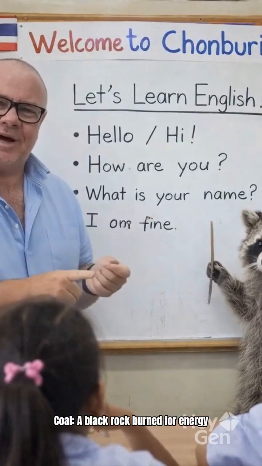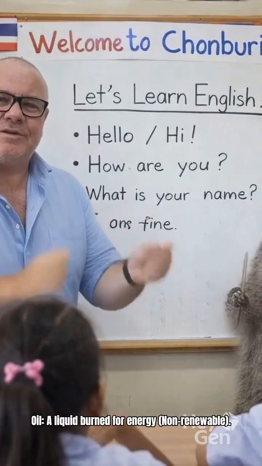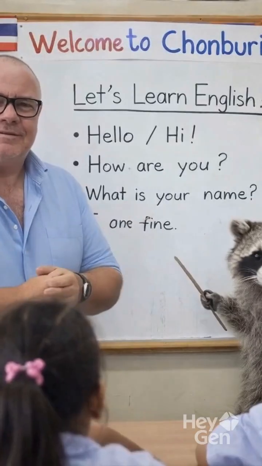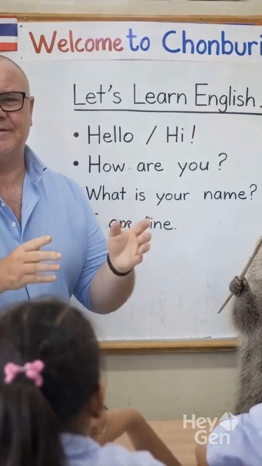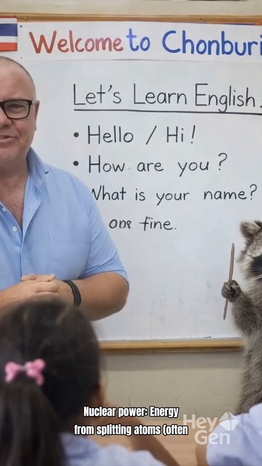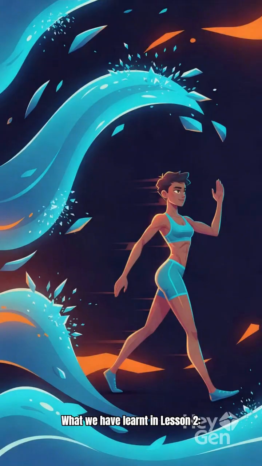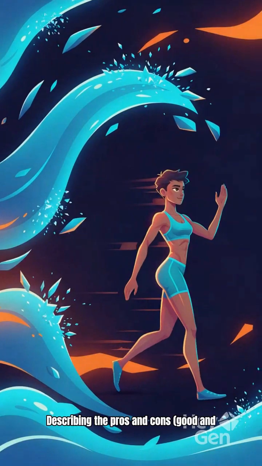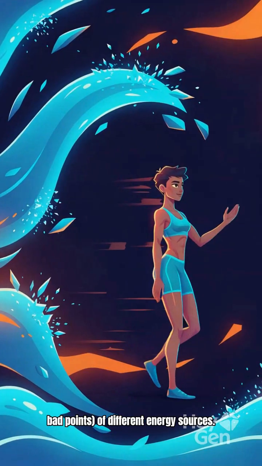Coal: a black rock burned for energy, non-renewable. Oil: a liquid burned for energy, non-renewable. Natural gas: gas found underground, non-renewable. Nuclear power: energy from splitting atoms, often considered non-renewable or separate. What we have learnt in Lesson 2: describing the pros and cons, good and bad points, of different energy sources.